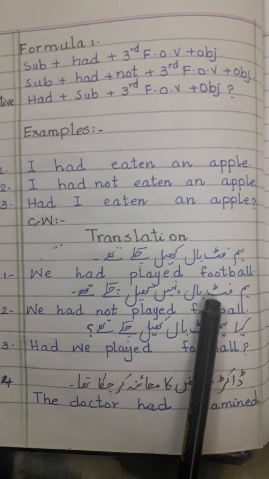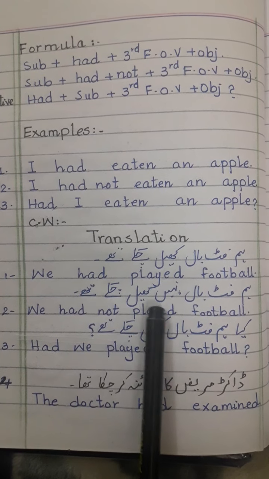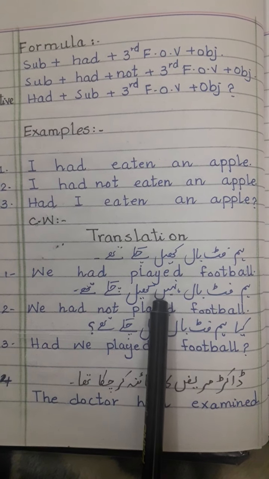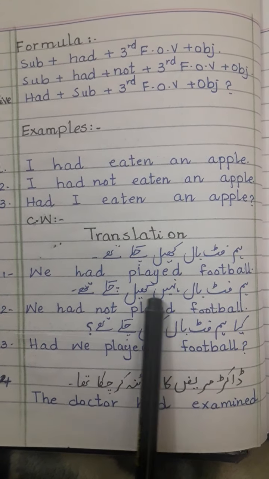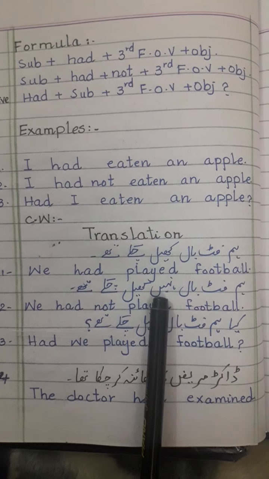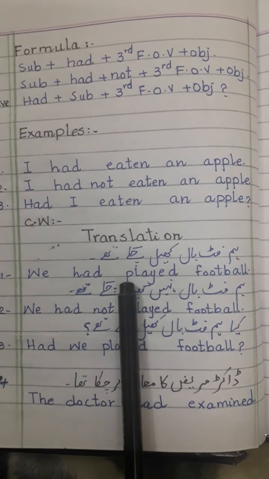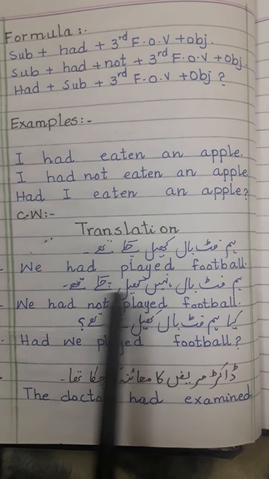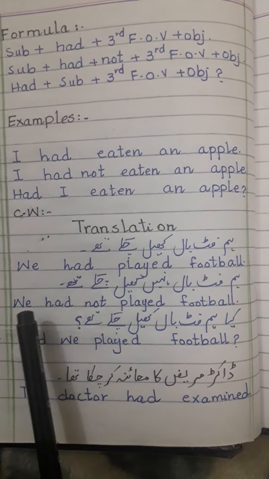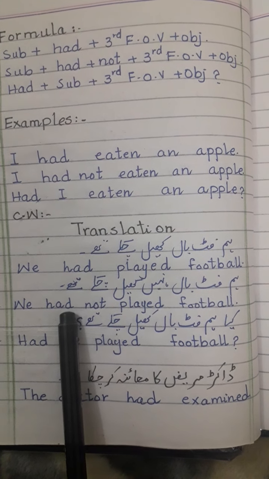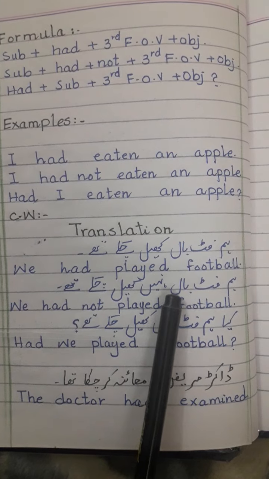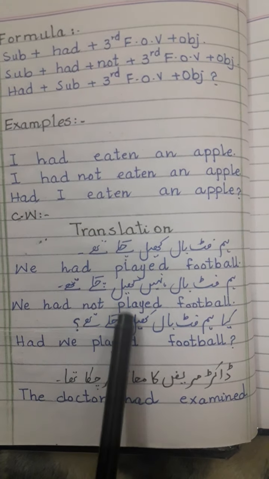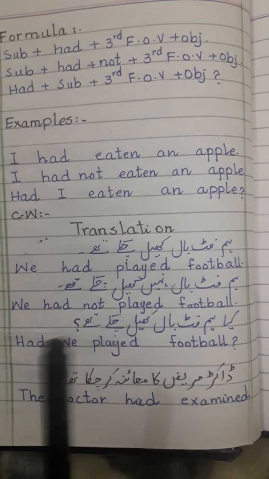Look at the second one, हम फुटबॉल नहीं खेल चुके थे. You can see this word नहीं, it is always used in negative sentences. So this is the same sentence as we made in the first one, there is only the addition of this word. First of all we will write the subject, then helping verb had. We had not. We had not played football.